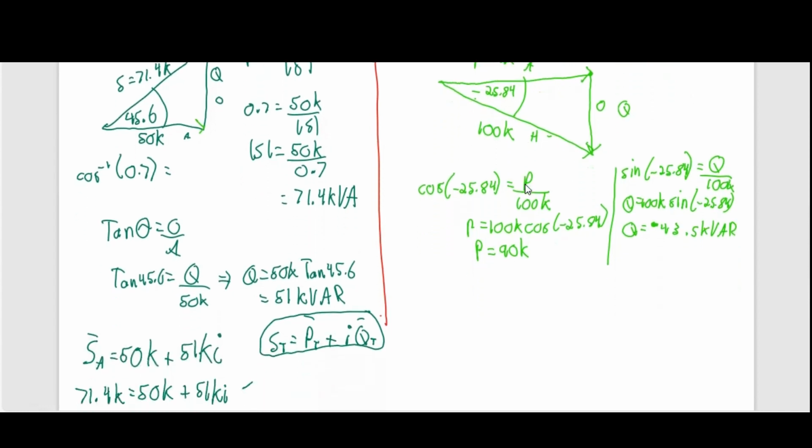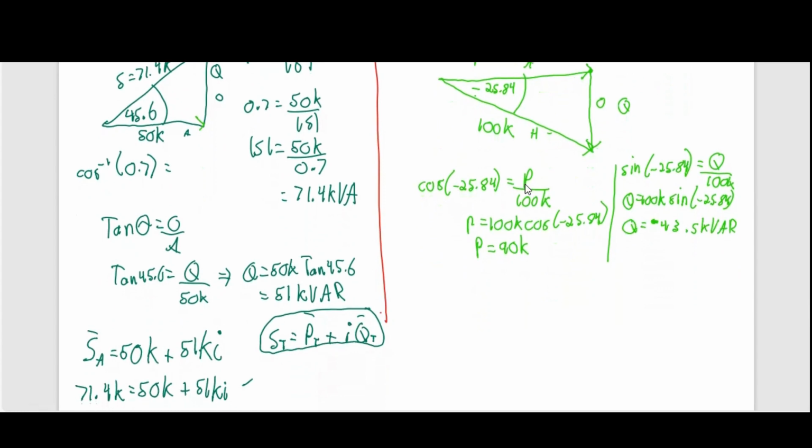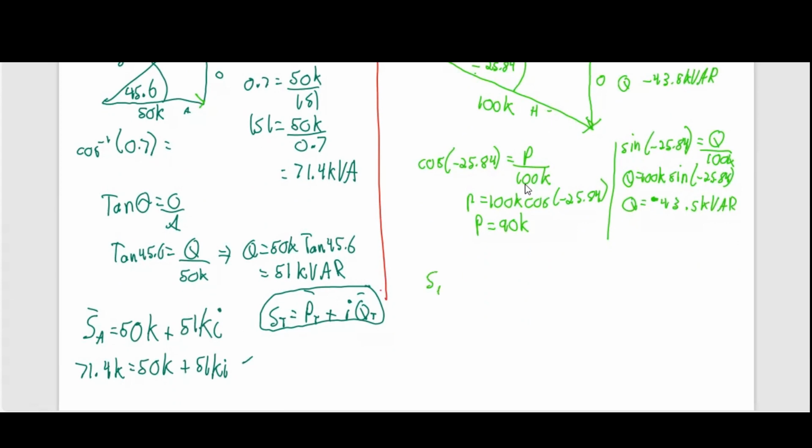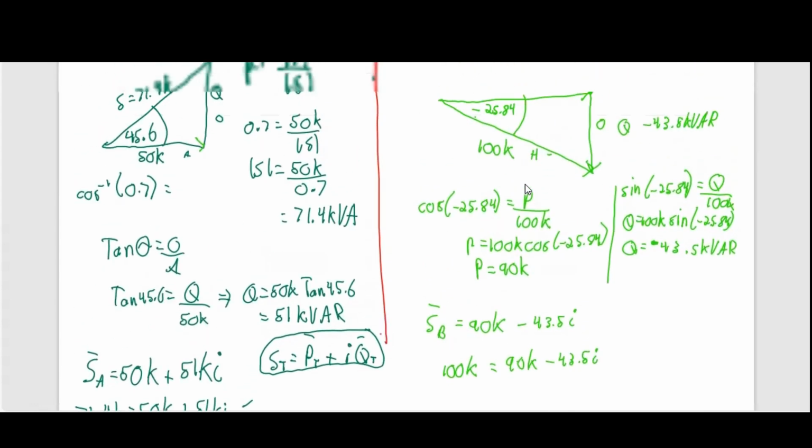So let's be careful. If I draw everything, I have P, and I just calculate Q. I have everything there, so I could just write it in like I wrote in the last one, right? So SB is equal to 90K minus 43.5 j, and overall you have 100K is equal to 90K minus 43.5 j. Yeah, so that's how we do it separately.